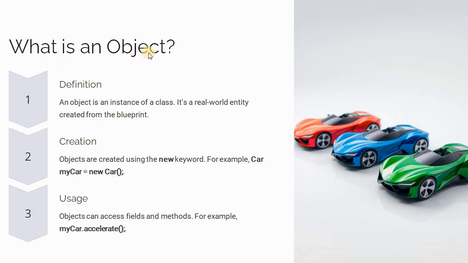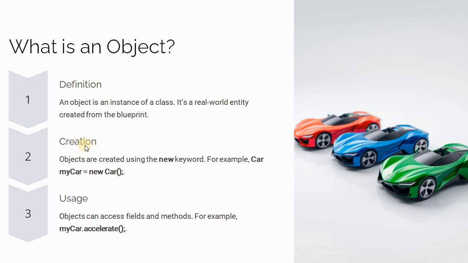So what is an object? An object is nothing but an instance of a class. Here you can see the object definition. An object is an instance of a car. It is a real world entity created from that blueprint. We'll see this practically in the next session. As of now, just remember the definition: an object is an instance of a class, and it is nothing but a real world entity representation.